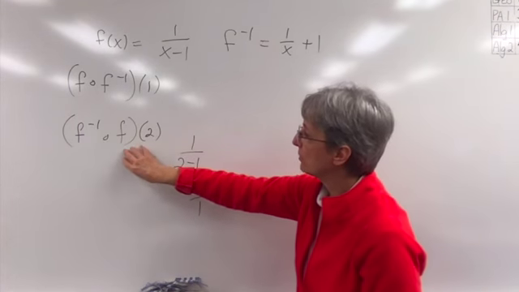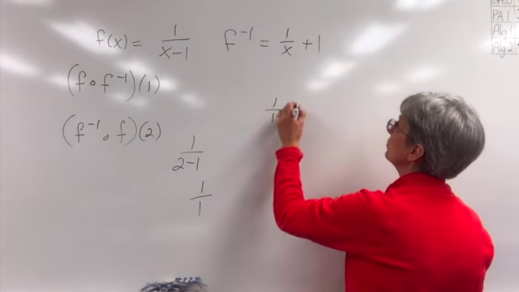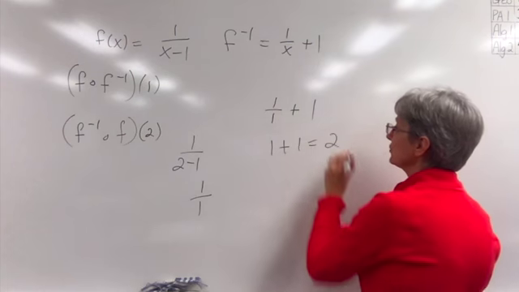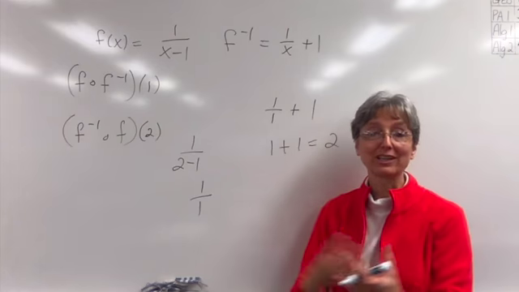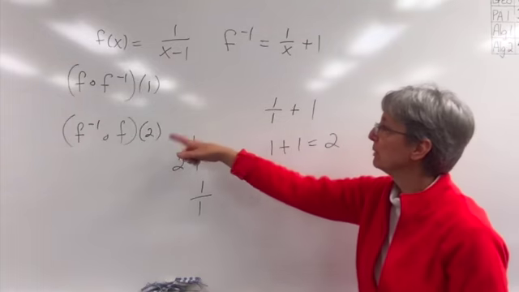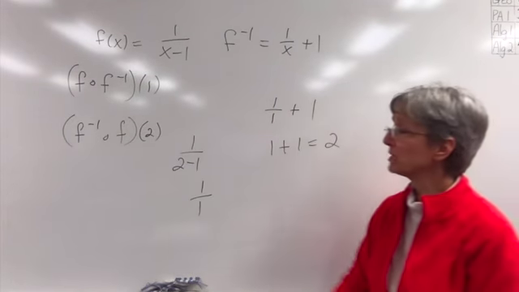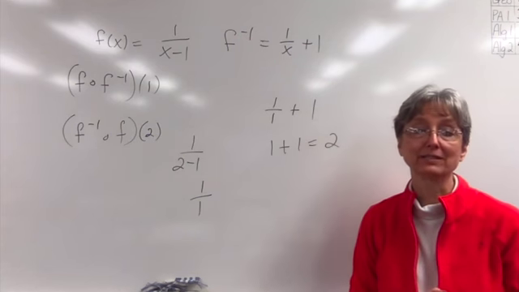Now I'm going to put that 1 into my inverse: 1 over 1 plus 1, which is 1 plus 1. It equals 2. Do you see? That's what inverse functions do to each other. We put a 2 in, we got a 2 out, and that should work. The only reason the other one didn't is because 1 was not in the domain, so it was undefined.